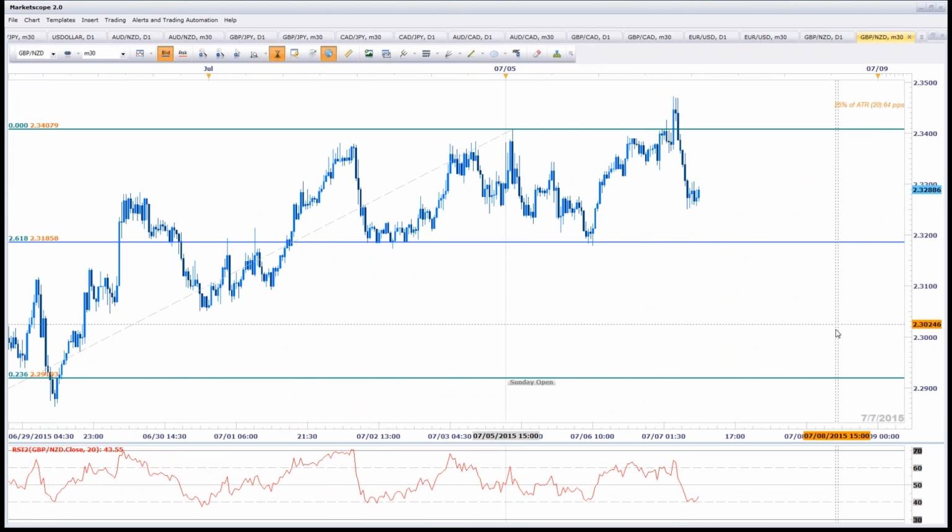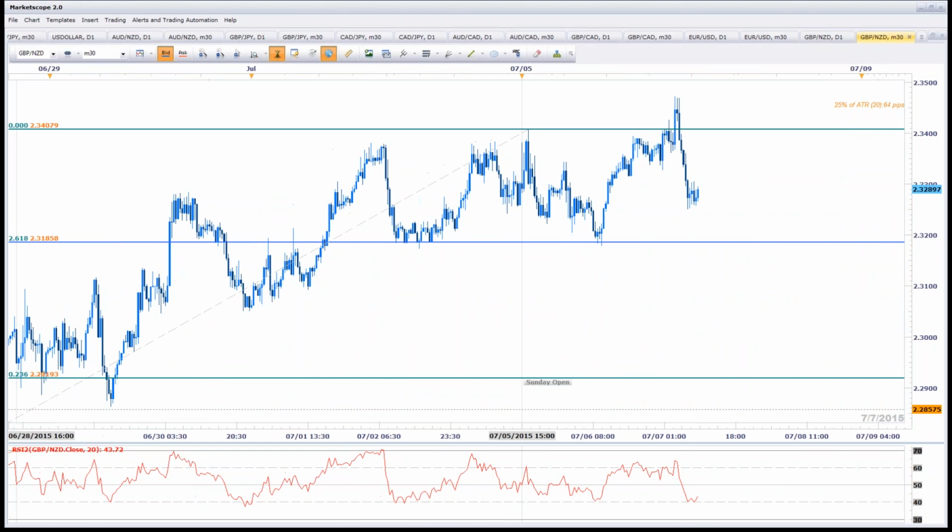For me personally, I'm just not necessarily interested in trying to fade the Kiwi weakness at this juncture. Good question though. It says sounds good. Okay, but can you not take a short-term trade, a few hundred pips?